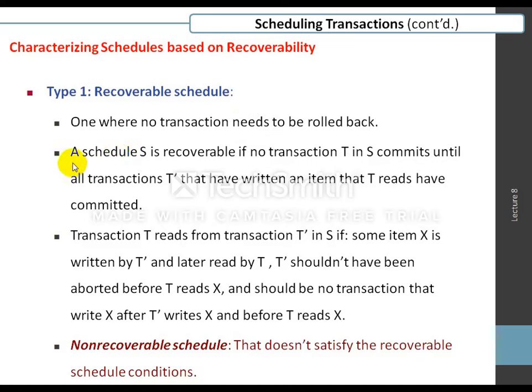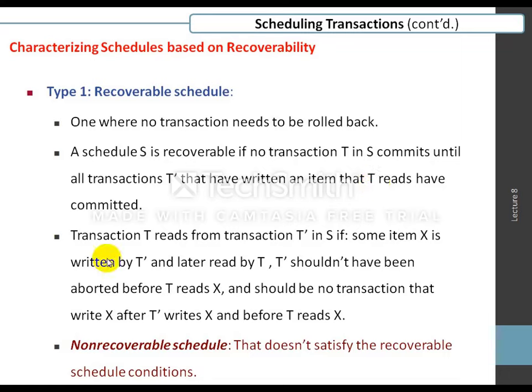As a second condition, a schedule is recoverable if no transaction T in the schedule commits until all transactions T bar that have written an item that T reads have committed. This point means if transaction 1 writes x equal to 1 and transaction 2 comes and rewrites this value for x, write x equal to 2, for example, T1 should commit before T2. Why? Because T1 writes the value first. Who writes the value first should commit first.